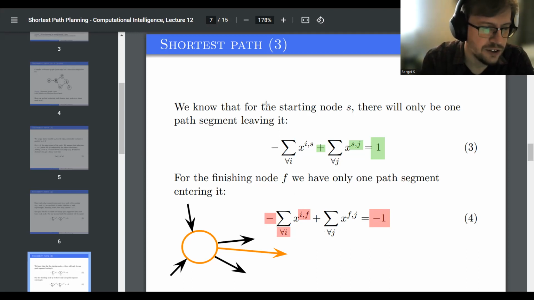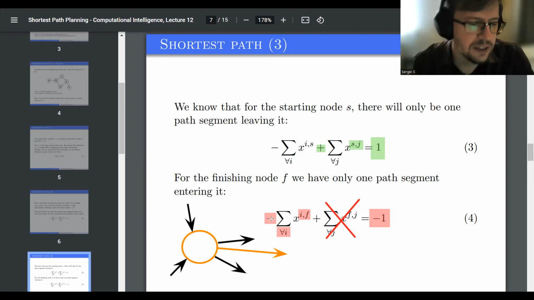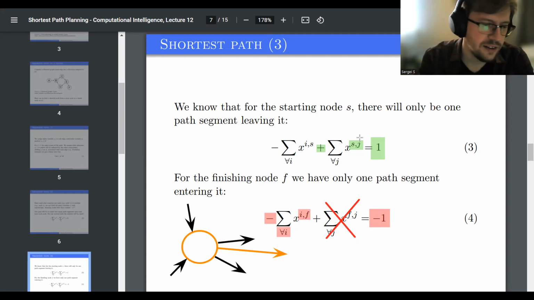Again, you can ask yourself, why don't we get rid of this, for example, right? Say there are no path segments that leave the goal, and this should be equal to 1. You know, think about it. You can read the proofs.